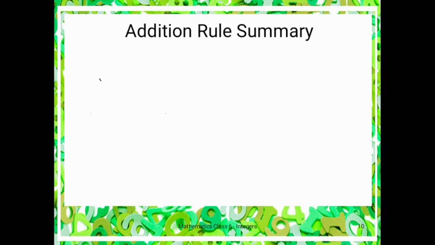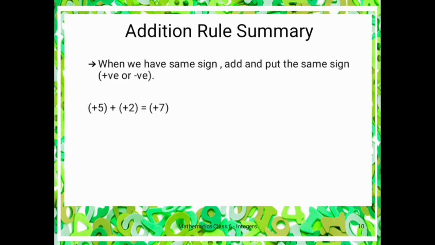We are summarizing this rule. When we have the same sign, whether positive or negative, add the two numbers and put the same sign, whatever sign is written in the question. That is plus 5 plus 2 is equal to plus 7. Minus 5 plus minus 2 equal to minus 7.